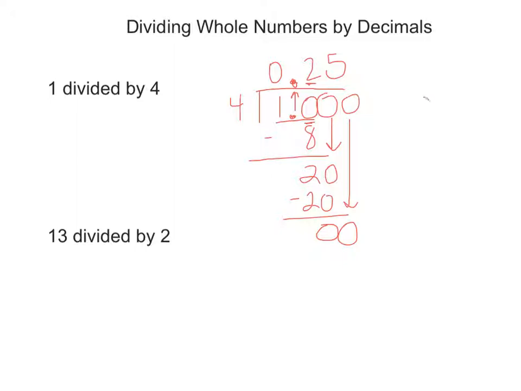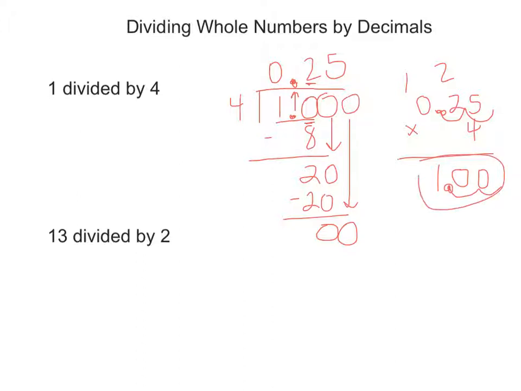Now, to check that I'm correct, I'm going to go to the side, and I always check division with multiplication. So I'm going to say 4 times 5 is 20. 4 times 2 is 8, plus 2 is 10. 4 times 0 is 0, plus 1 is 1. And when I'm multiplying, I know I need to count how many numbers are behind the decimal. So there are 2 behind it in the problem, which means there needs to be 2 behind it in the answer. And $1 is what I started with. So $1 divided by 4 is worth 25 hundredths.